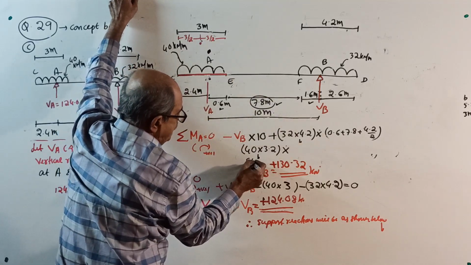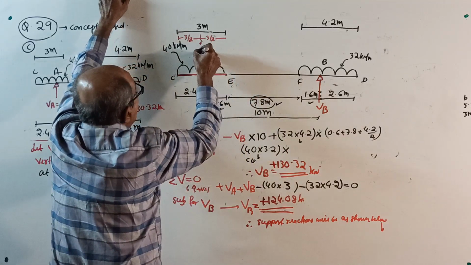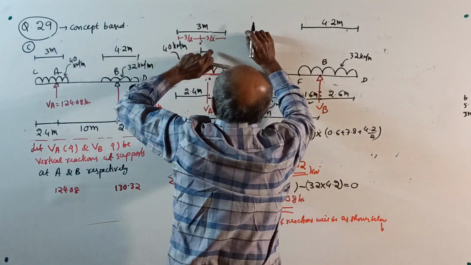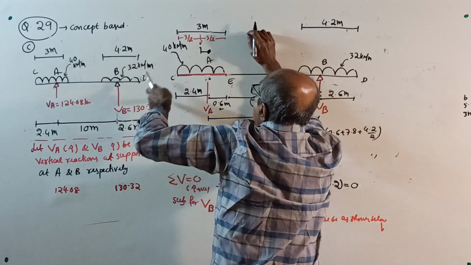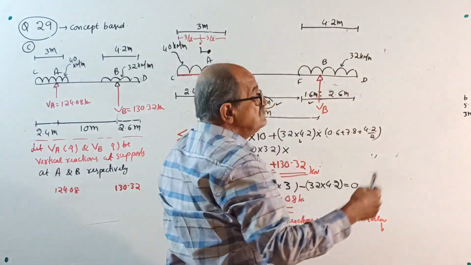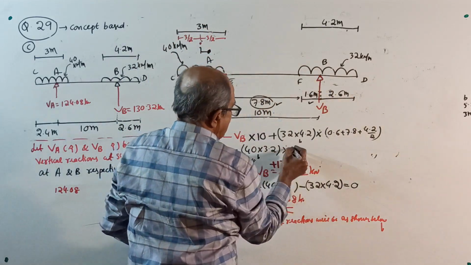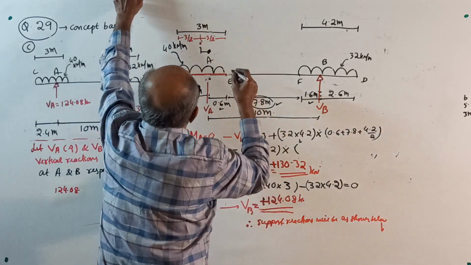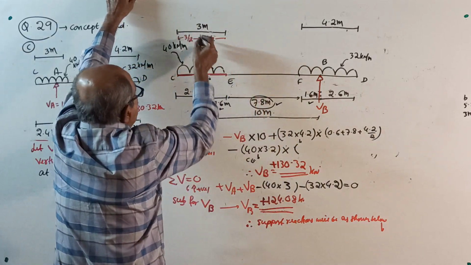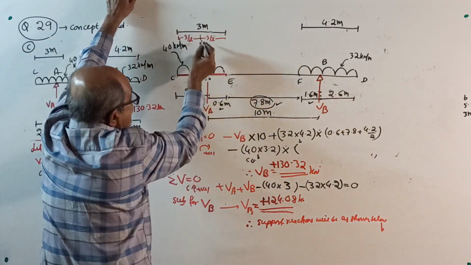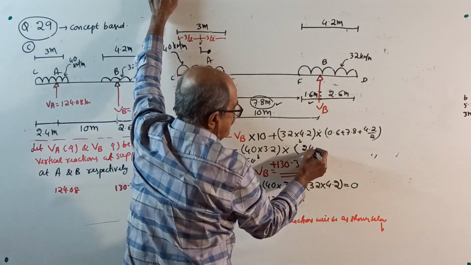Downward total load from C to E into the distance we want. And the resultant load came this side. See, last time it came right side. It is anti-clockwise, so minus, into distance. How much distance? From 2.4, subtract 3 by 2.